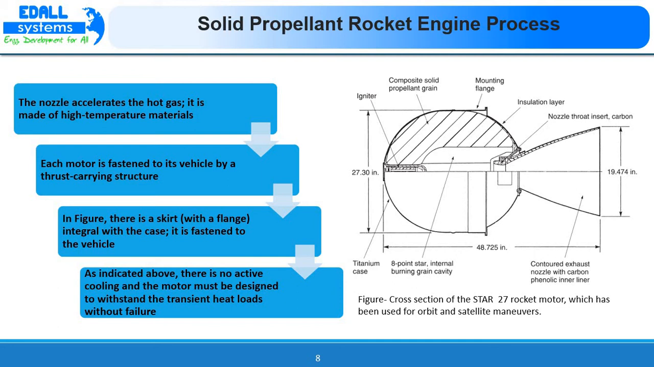So in the figure we can see the complete components of a solid propellant rocket engine. We can see an igniter placed first inside the case, and then there is a cavity for the propellant grain, which we can see with the dashed line, and there is a mounting flange which is used to mount this rocket motor to the space shuttle or the spacecraft which we are using. Then we have an insulation layer for this case. Then a nozzle is attached to this combustion chamber. Each motor is fastened to its vehicle by a thrust carrying structure. In the figure we can see that there is a skirt with a flange integral with the case which is fastened to the vehicle. So this is the complete component diagram for a solid propellant rocket engine.